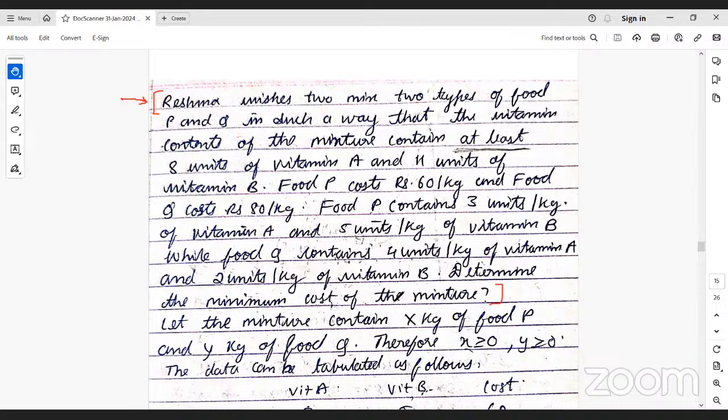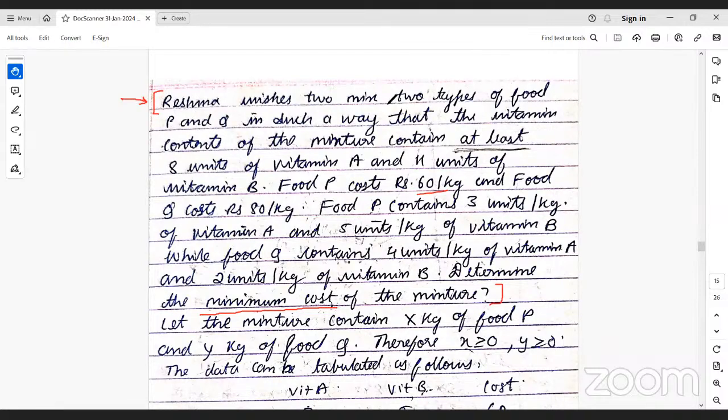Okay, so here the objective function must be an equation which is relating to the minimum cost. Now whatever the cost is there, the cost is given per kg. So here our consideration is very important: what must be x and what must be y. Once again we will read the question, try to understand this.